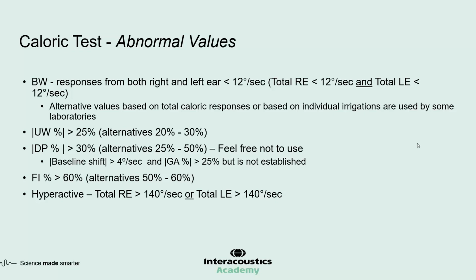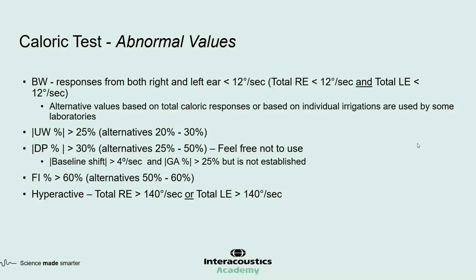If you are going to use it, I would say at least try to separate the baseline shift, the one that's caused by spontaneous nystagmus, from the true gain asymmetry. If you do that, you can interpret the baseline shift according to the limits of spontaneous nystagmus, like 4 degrees per second. Gain asymmetry, we don't really know what's the normal value for that, and that's another reason that I think we should abandon directional preponderance as a parameter of the caloric testing.